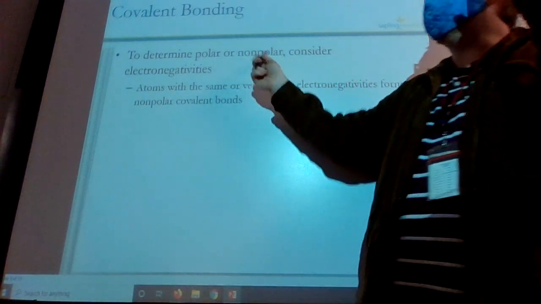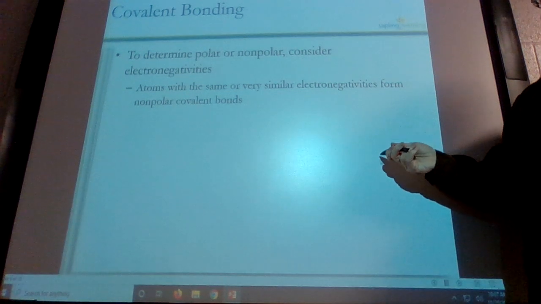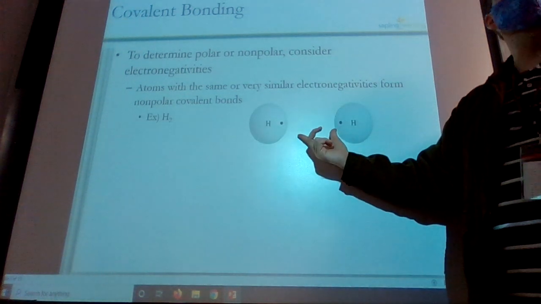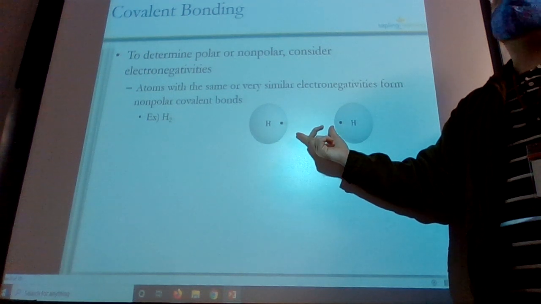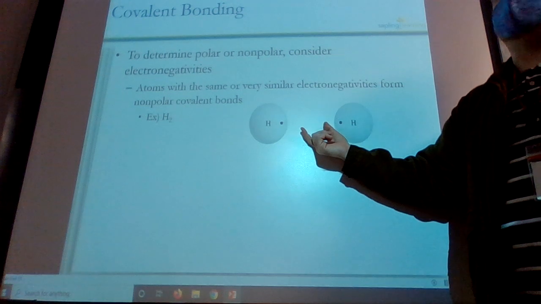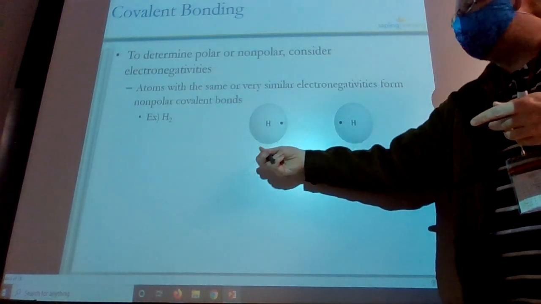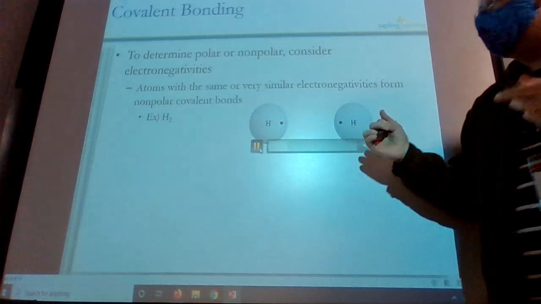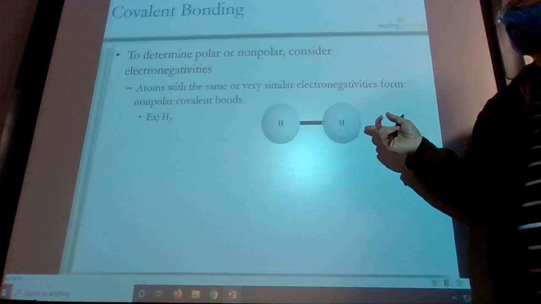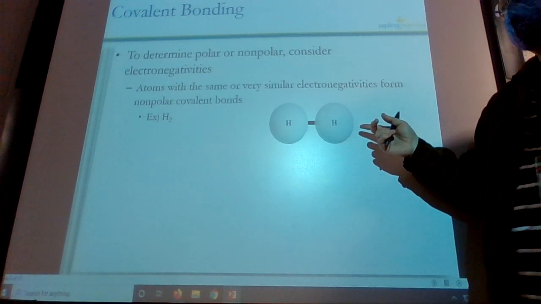So to determine polar and nonpolar, consider the electronegativities. You can look them up on the chart, or just look at how many electrons the atoms have. How many does each of these have? 1. So if they share them in between them, is any one of them going to be stronger than the other one? No. Both the hydrogens are going to pull the electrons equally. If they share these electrons in between them, now how many electrons does each of the hydrogens have? 2, which is the most that hydrogen can have, so they're both satisfied.